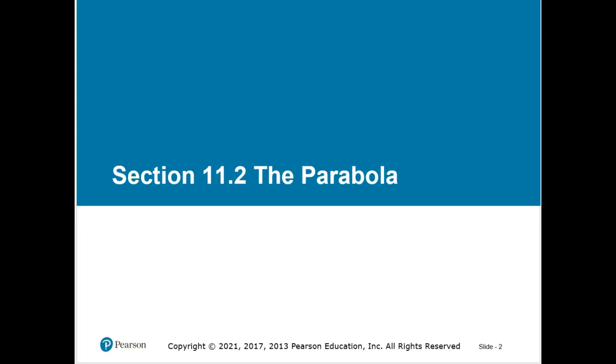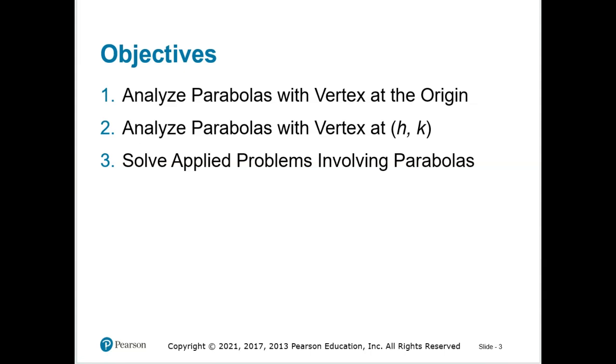Hey, dear class, we're going to look at the 11.2 notes, the parabola. So this is the first of the three conic sections we're going to discuss. We're going to look at parabolas with a vertex at the origin, and then parabolas moved out into the plane that have a vertex (h, k), which means it's not at the origin.